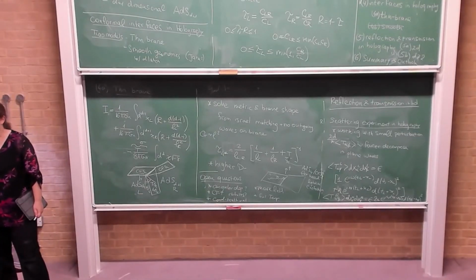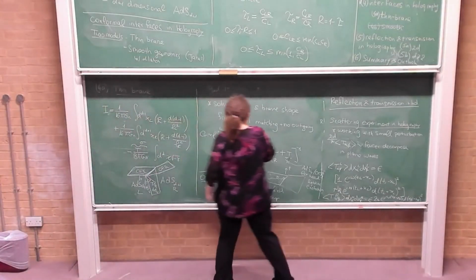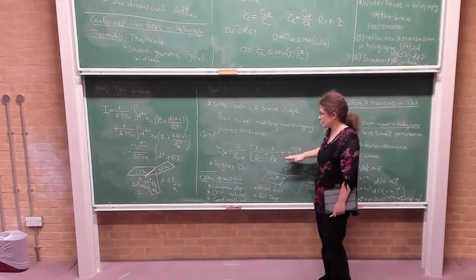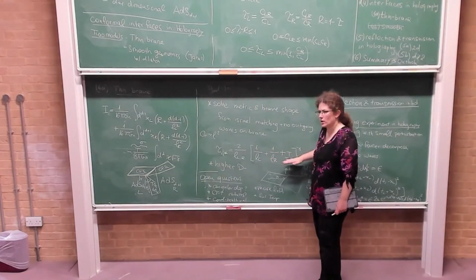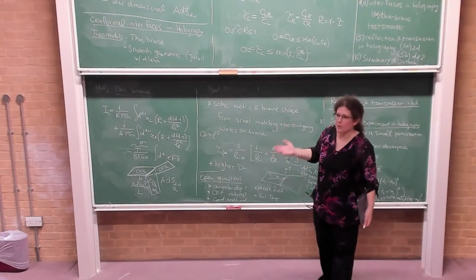I think it's making the interface kind of more rigid. So what you see here is that when I have a larger tension, the transmission becomes smaller. So it's kind of a resistance of the interface to transmitting energy. That would be one way to understand it.